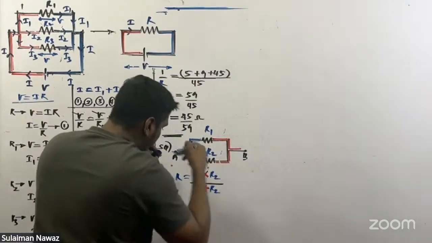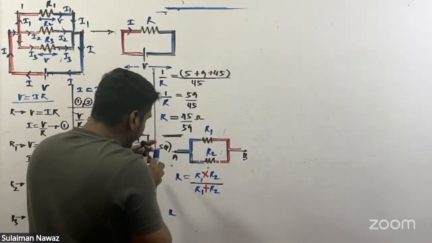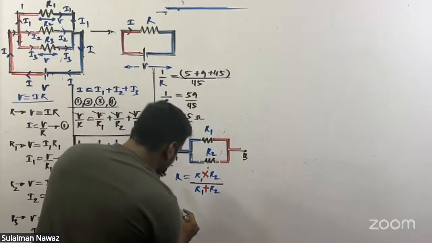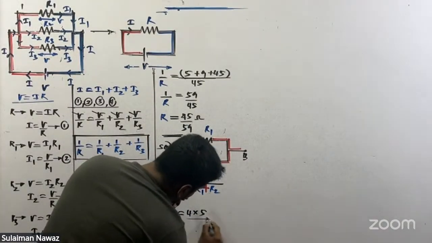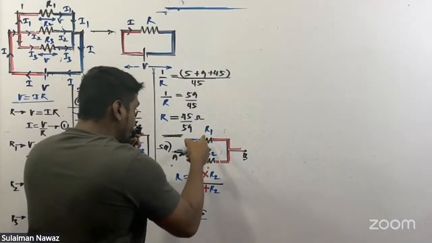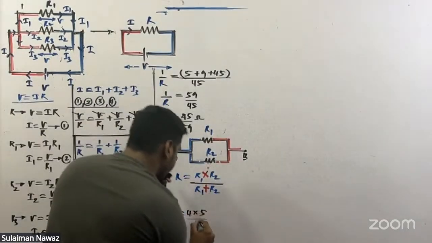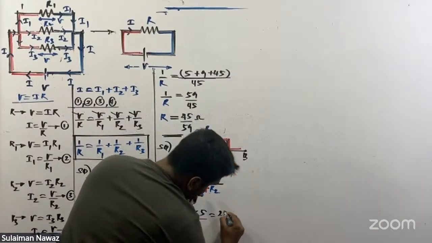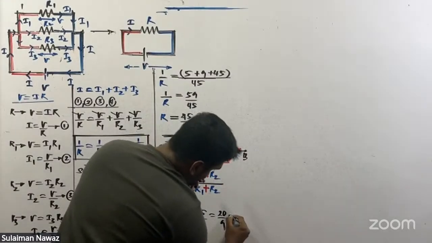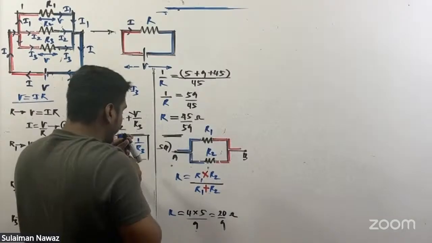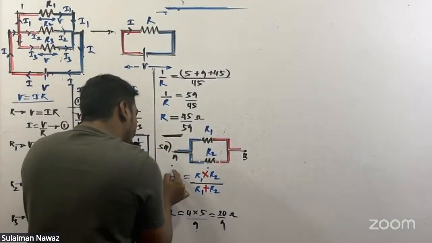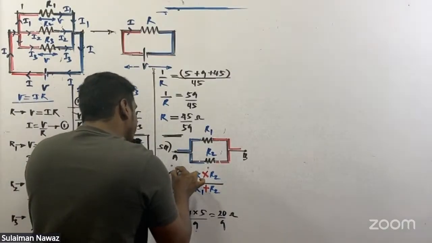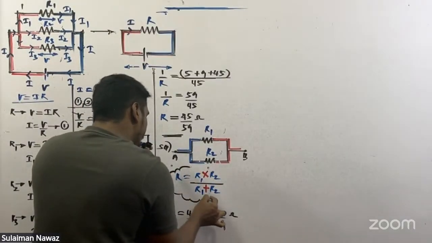Multiply these two values: 4 ohms into 5 ohms, 20, over the addition of these two resistances, 4 plus 5, 9. See, 20 over 9. Same answer. In your upcoming problems, whenever you see two resistors in parallel, use this equation.